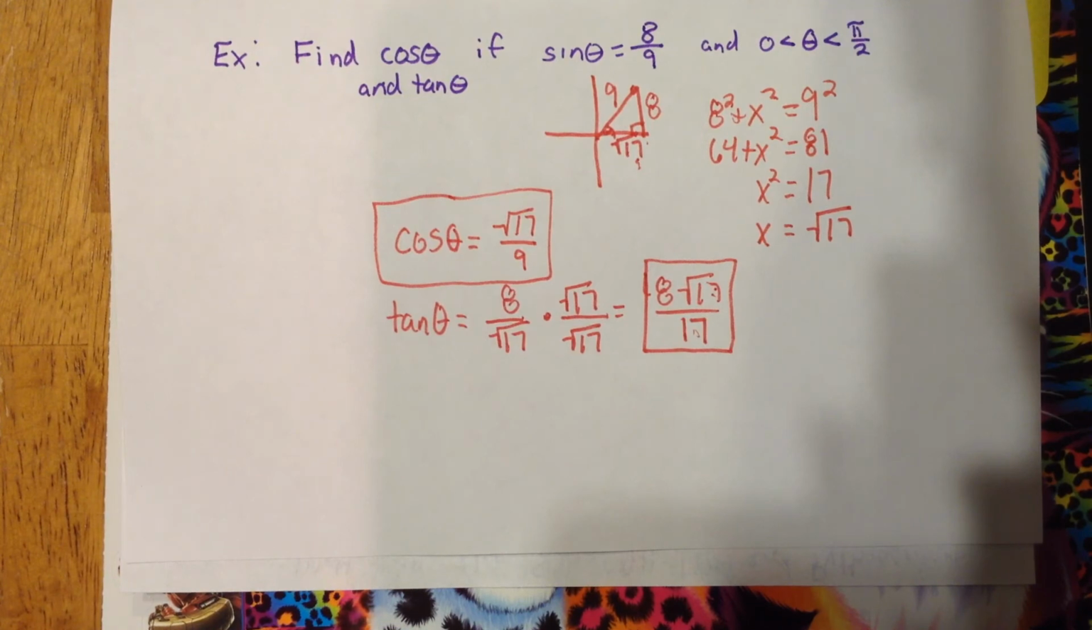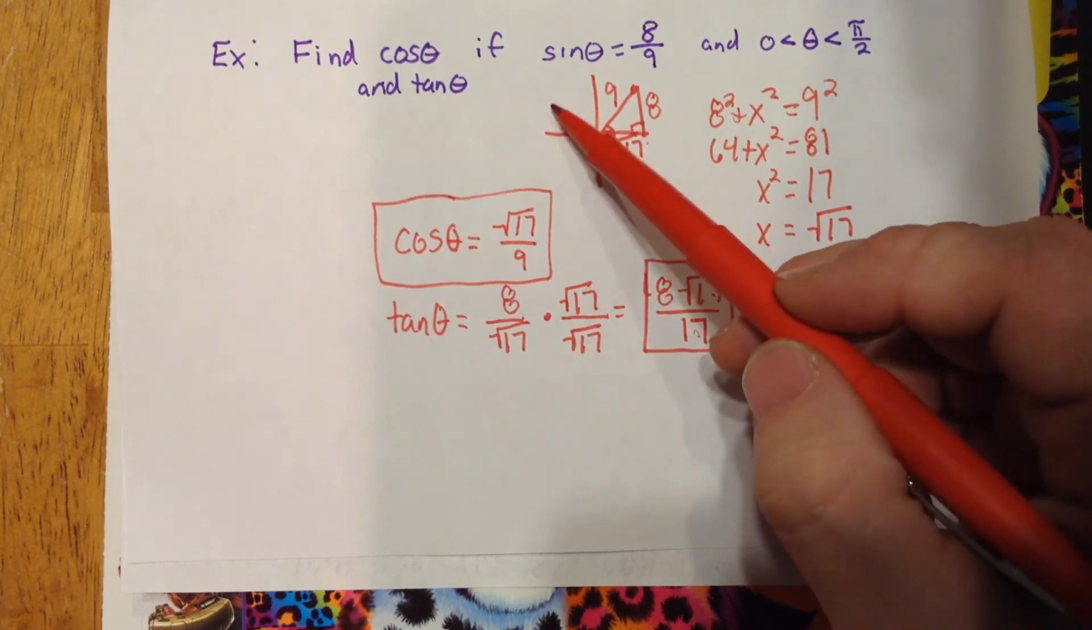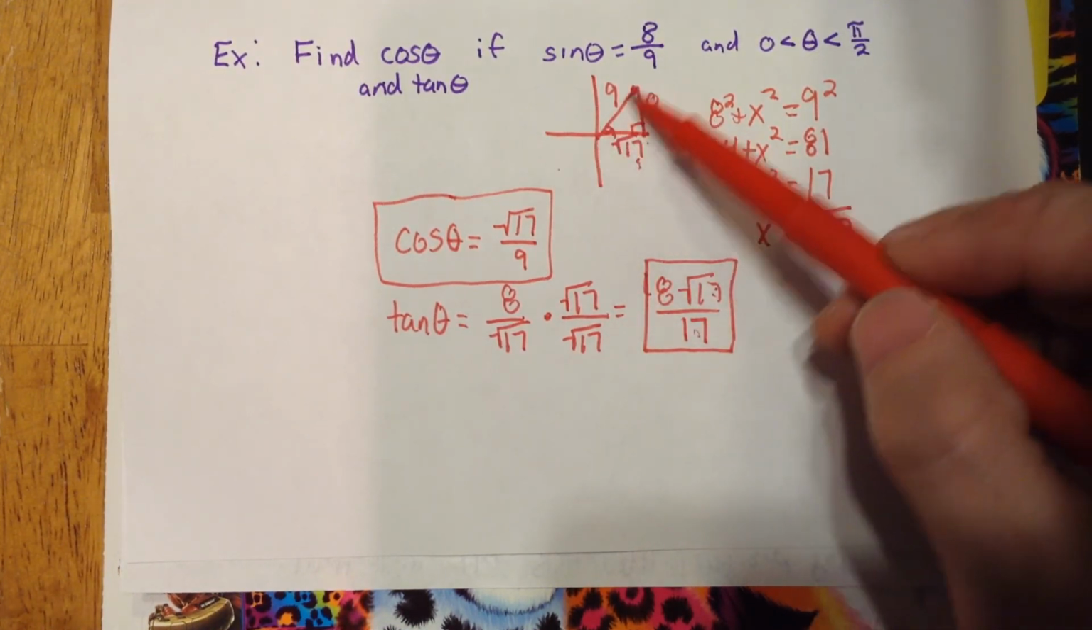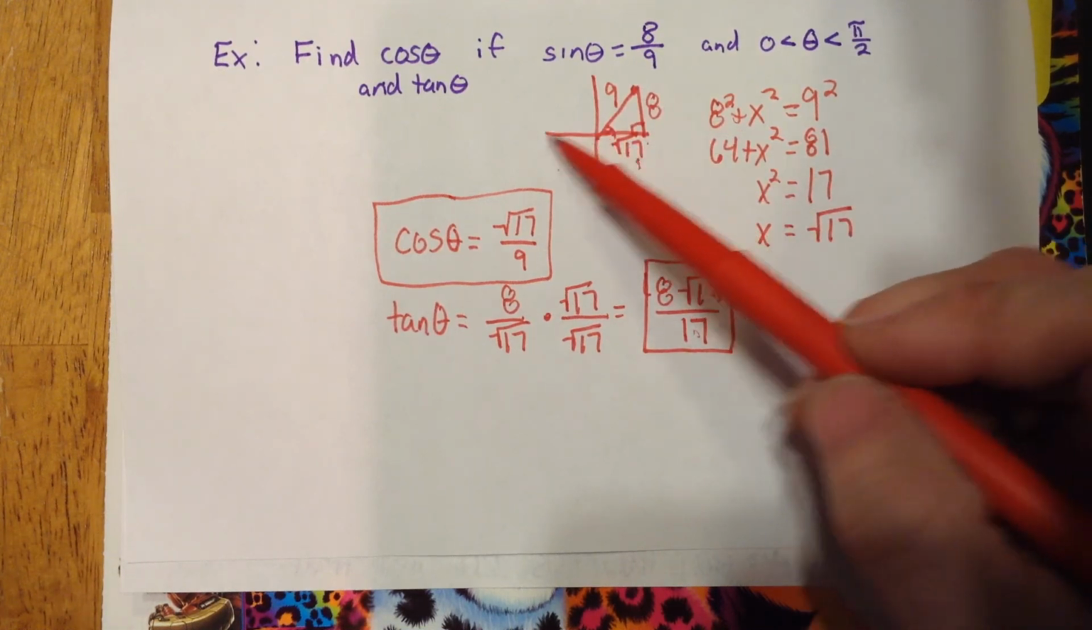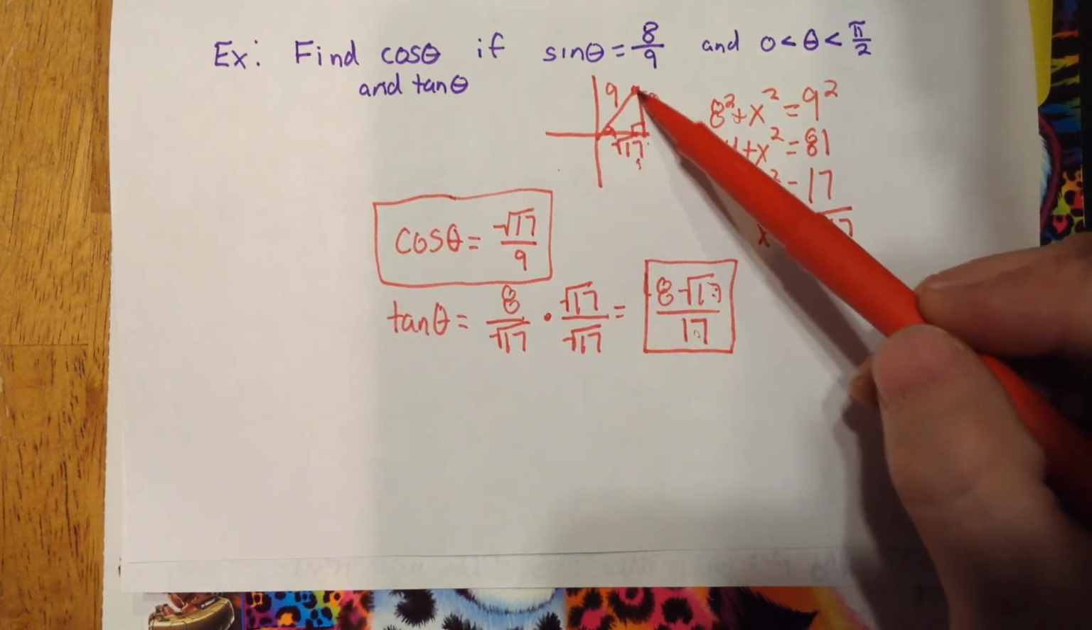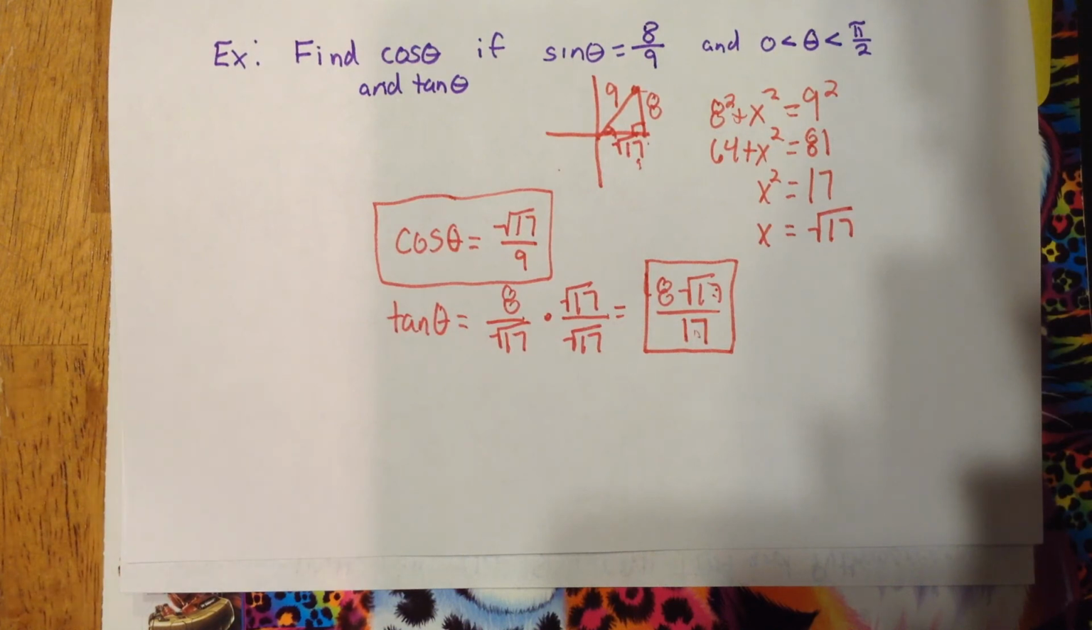And that's it. The big things you have to worry about, depending on what quadrant you're in, remember the hypotenuse is always positive, and whatever quadrant you're in, the x or y could be negative or positive, so you really have to watch out for that.